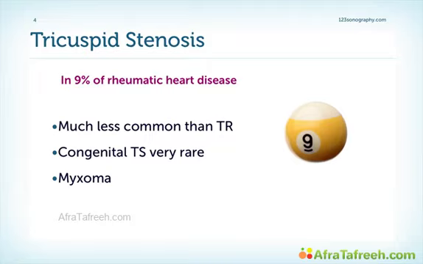Well, the tricuspid valve is the third most commonly affected valve in rheumatic heart disease, following the mitral and the aortic valve. In 9% of patients with rheumatic heart disease will we find tricuspid stenosis, and it is much less common, obviously, than tricuspid regurgitation. There are also congenital forms of tricuspid stenosis, but they are very rare. And we can also have a functional type of stenosis caused by tumors, in particular myxoma of the right heart.